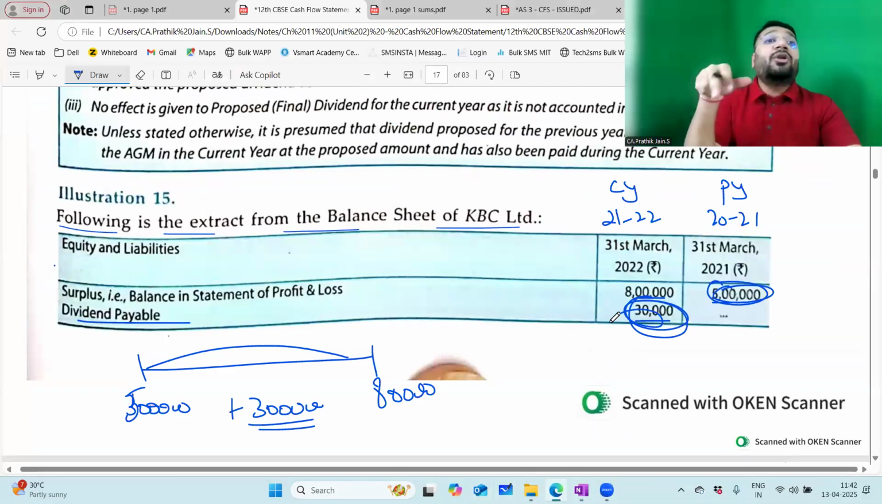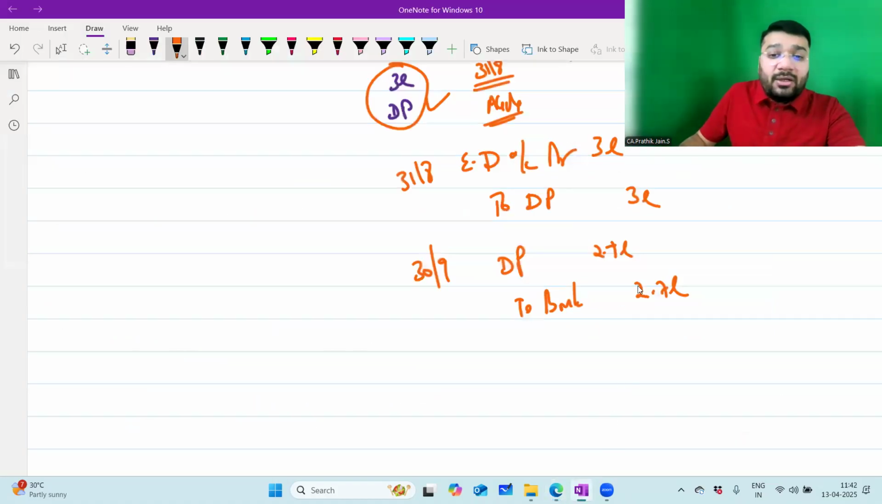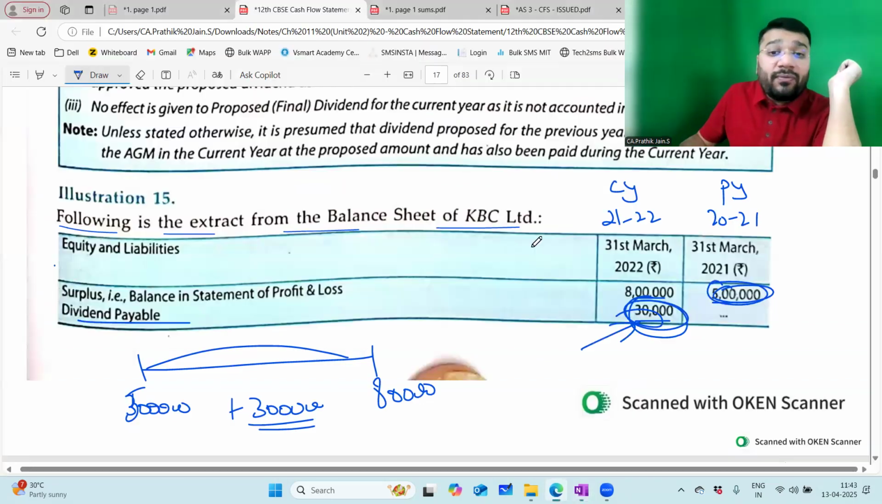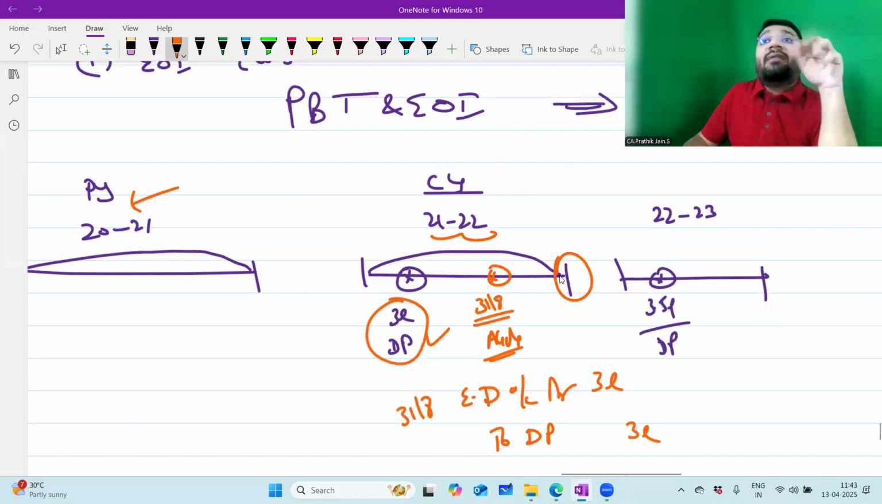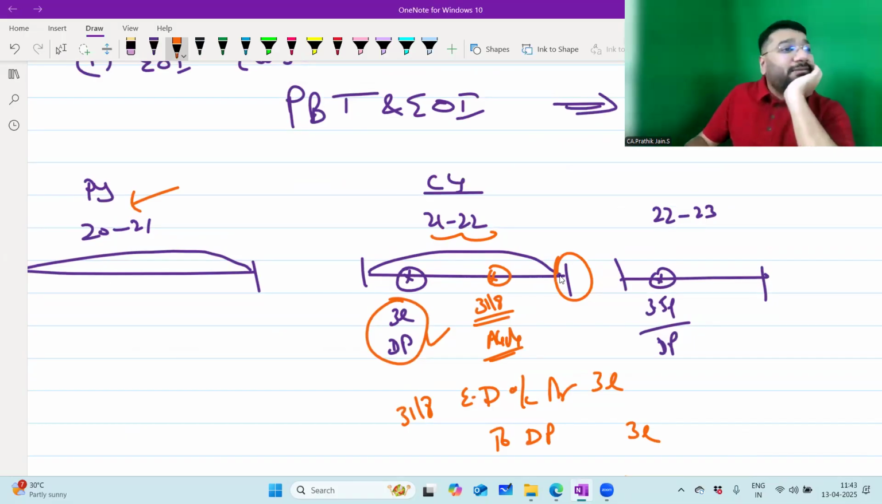Does this have anything to do with my net profit before tax and extraordinary item? This is a liability. This has nothing to do with my calculation of net profit before tax and extraordinary item. Am I clear? Dividend payable, remaining 30,000 is there. Where will it be shown in the financial statement of 21-22? At the end of the year, where will you show this? Under current liabilities. Where in current liabilities? Other current liabilities. Any problem? No issues. Okay.